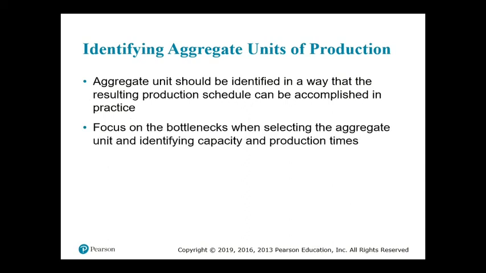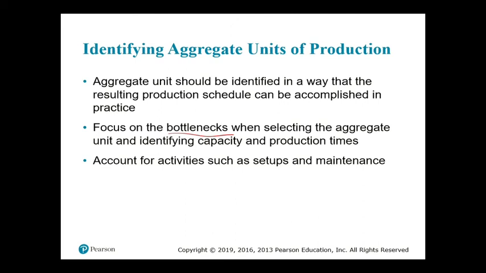The other thing is that we need to pay attention to bottlenecks. According to theory of constraints, a bottleneck is the most constraining area in any manufacturing facility. So when we do production schedule, it's important to focus on bottlenecks when we select the aggregate unit. And when we evaluate activities such as setups and machine maintenance, it's important to account for the time length for these activities in the aggregate production time.